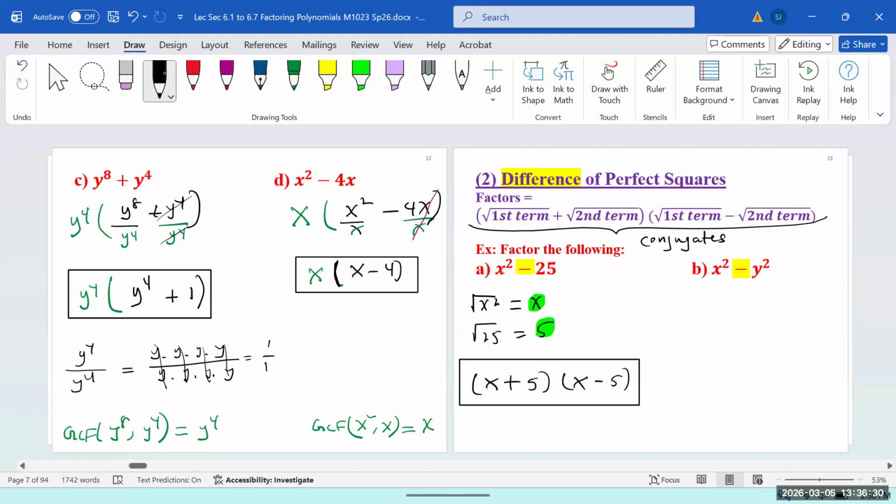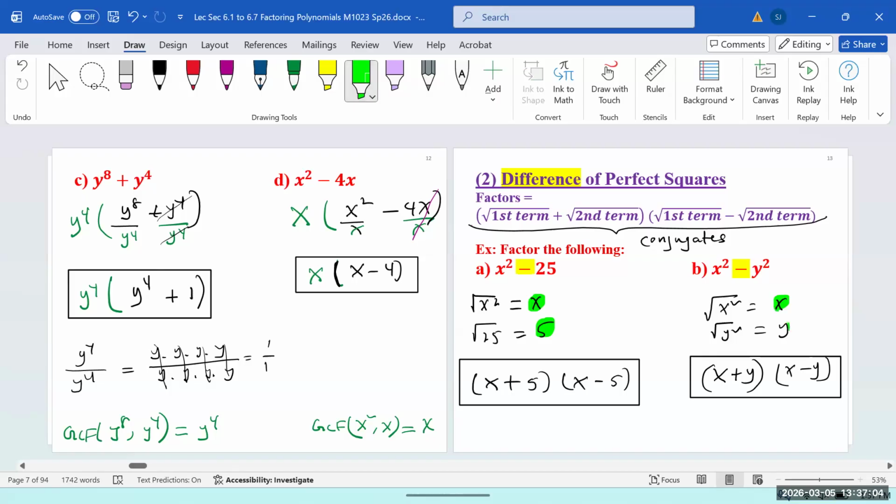Who would like to try the next one? Justin. So the square root of x squared is x and the square root of y squared is y. So you have x plus y and x minus y. Again, these things are mental things. We actually never write them out. But if you do write them out, you can see what are the 2 things you have to add and subtract.